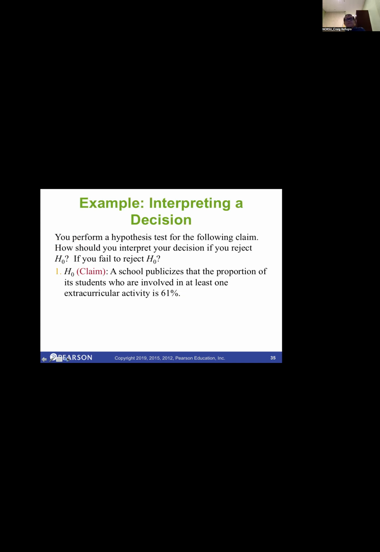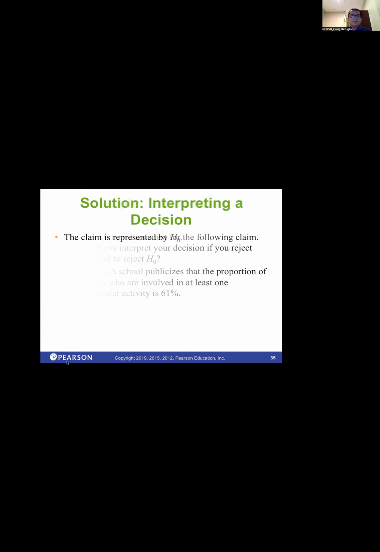So here's an example, interpreting a decision. You perform a hypothesis test for the following claim. How should you interpret your decision if you reject H0? If you fail to reject H0? So we have the first example.